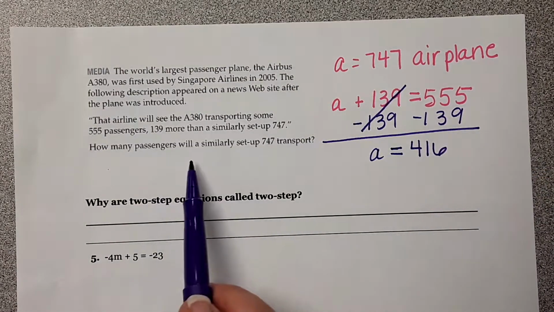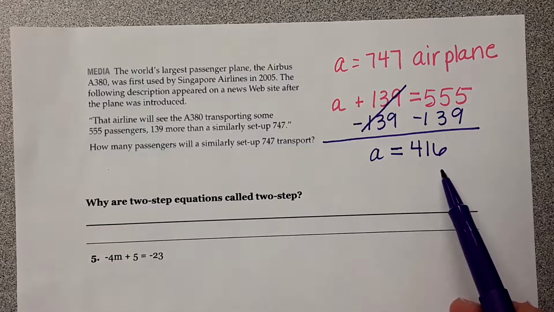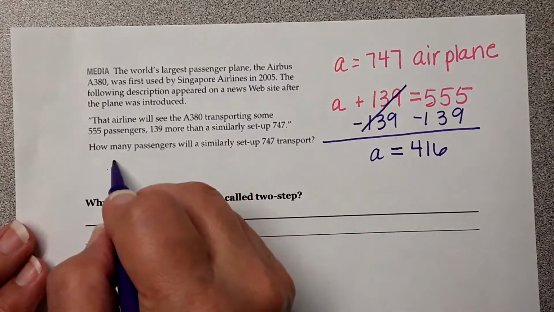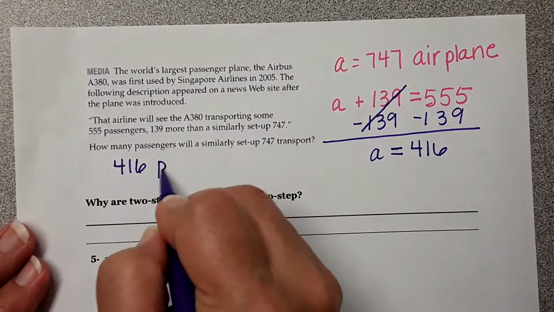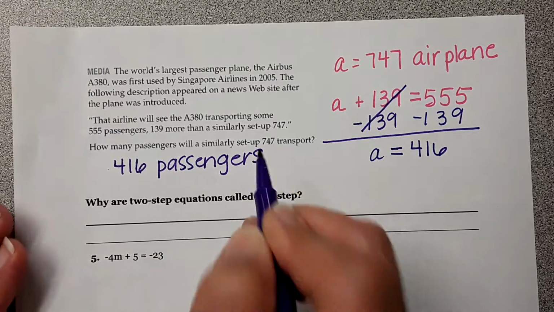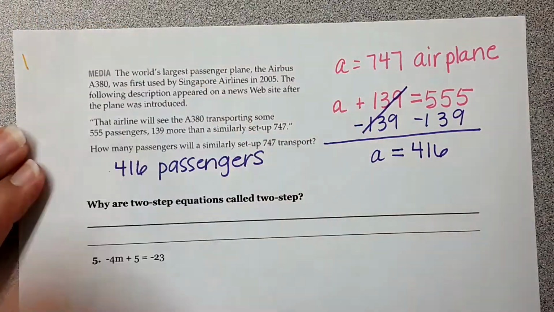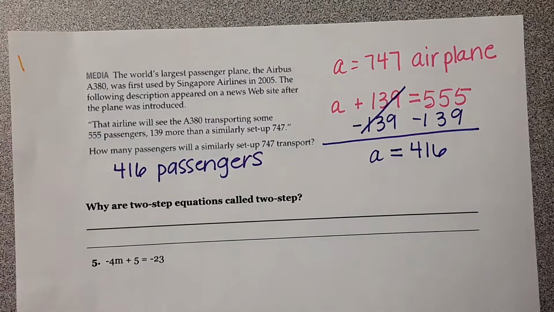So how many passengers will a similar setup 747 transport? It should transport 416 passengers. So we'll put 416 passengers. Okay.